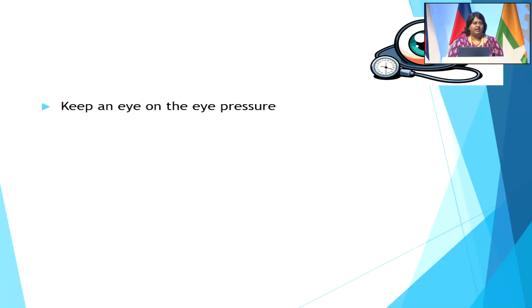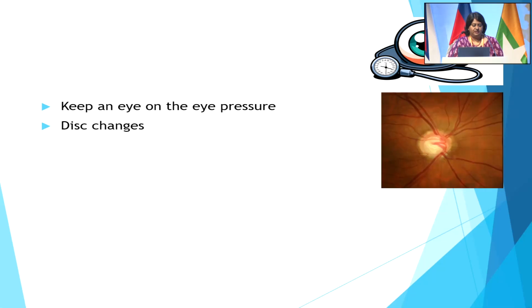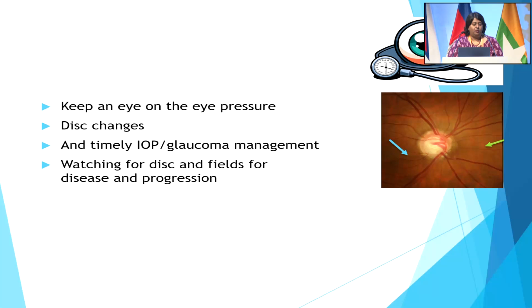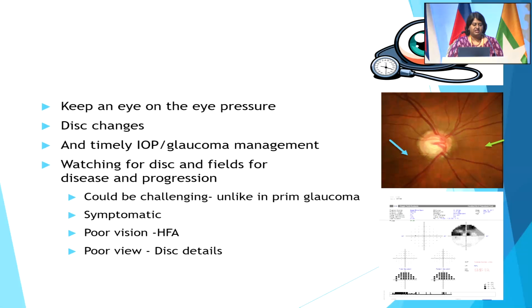So when you see a patient of uveitis, you have to keep an eye on the eye pressure. Do look for disc changes also. Do look for NRR, neuroretinal rim changes. Look for RNFL defects. And definitely have a timely IOP and glaucoma management. Watching the disc and also doing visual fields for disease identification and progression is quite essential.